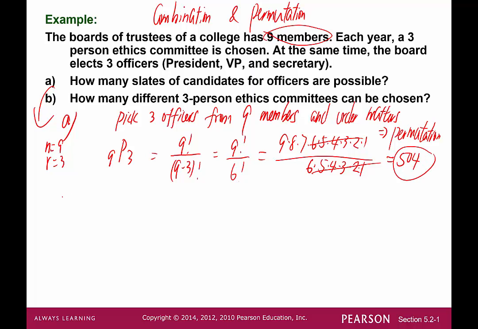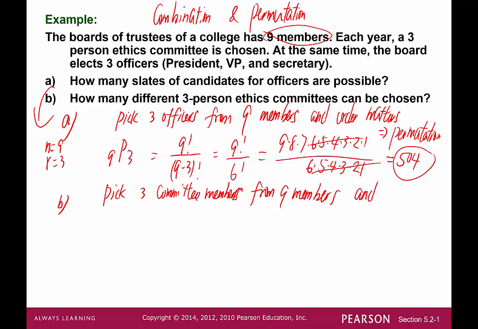If you look at part B, now you're just picking 3 committee members from 9 members. And the order does not matter because each one of them will share the same title. They're just committee members. None of them has a special title. So I know this is definitely a combination.